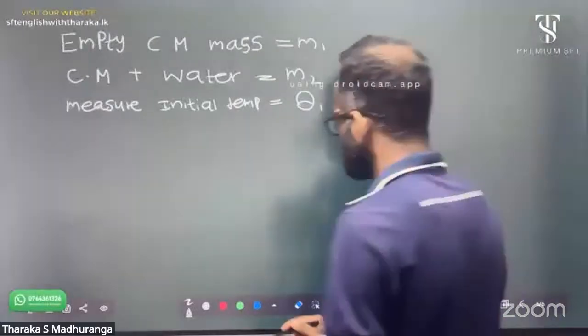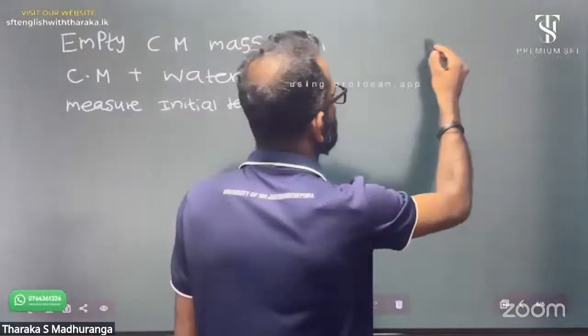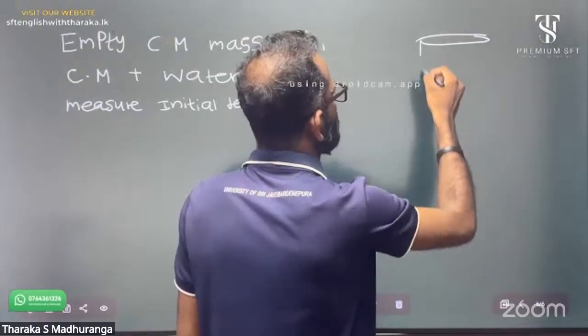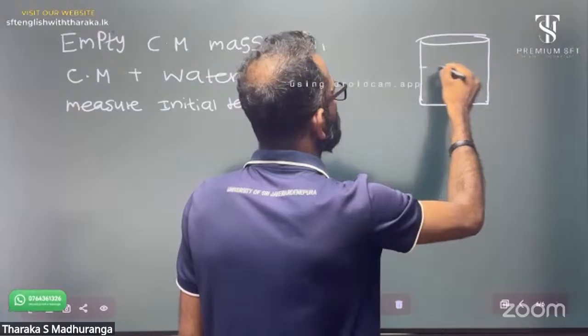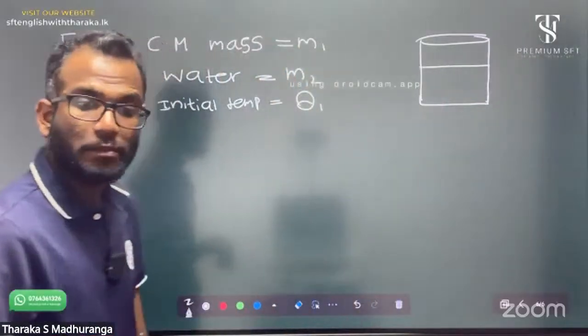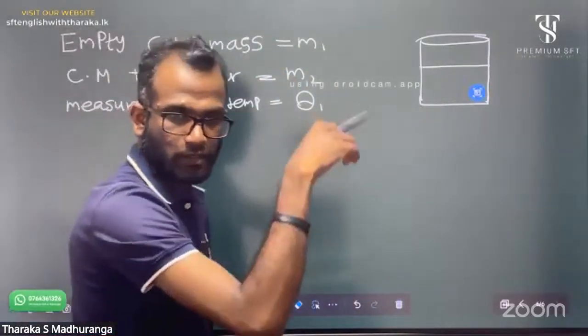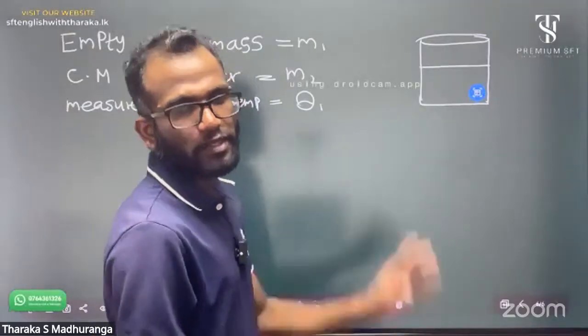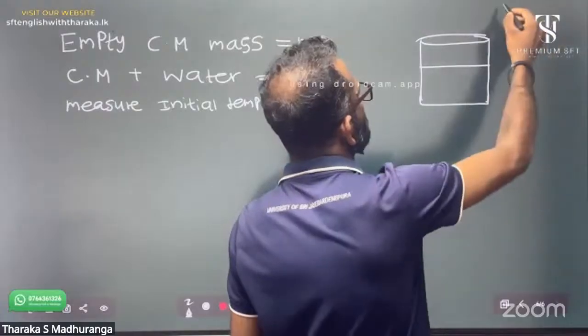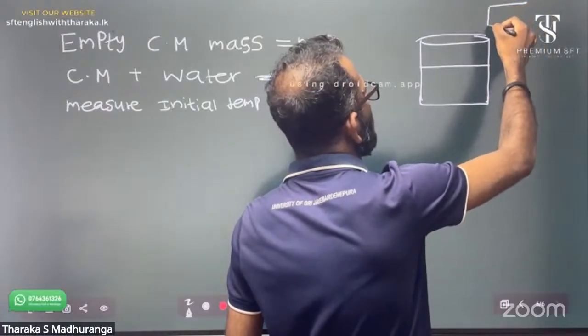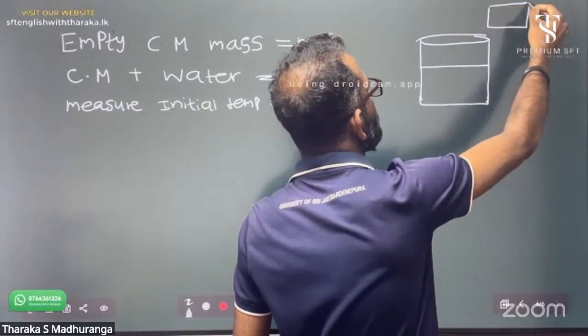This is the empty calorimeter, its mass is M1. Filled up to this level with water, the mass is M2. And measure the temperature using the thermometer, theta 1. Okay. Then, the unknown heated lead shot.